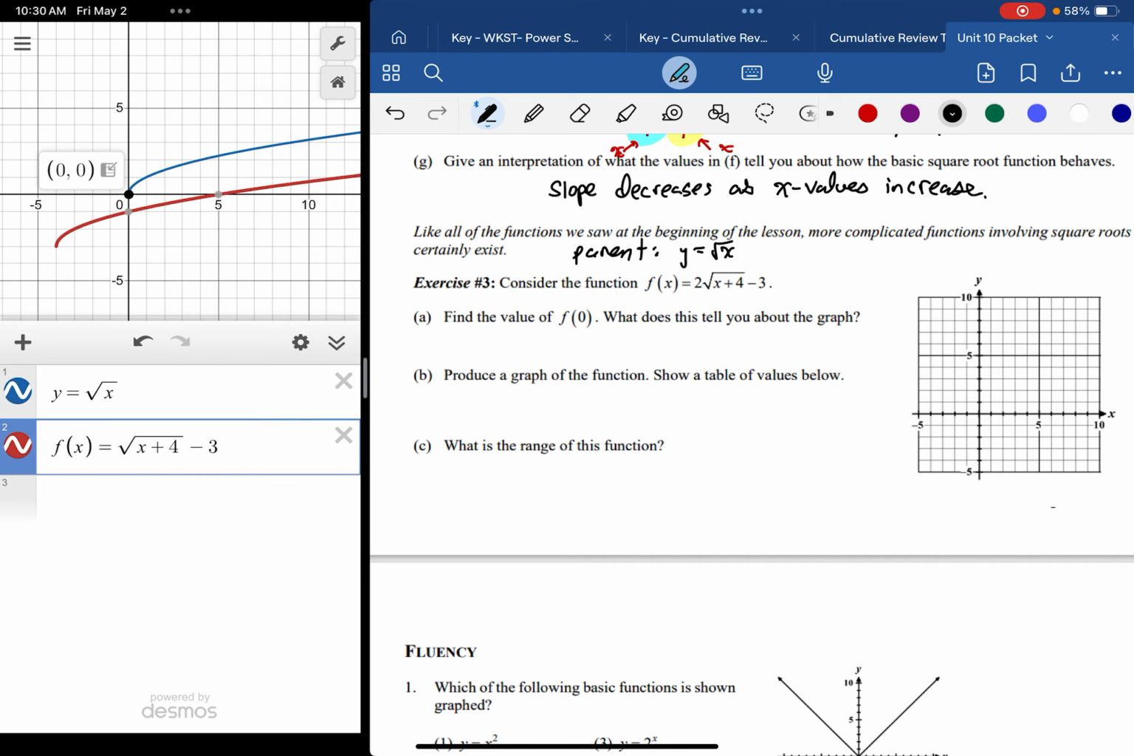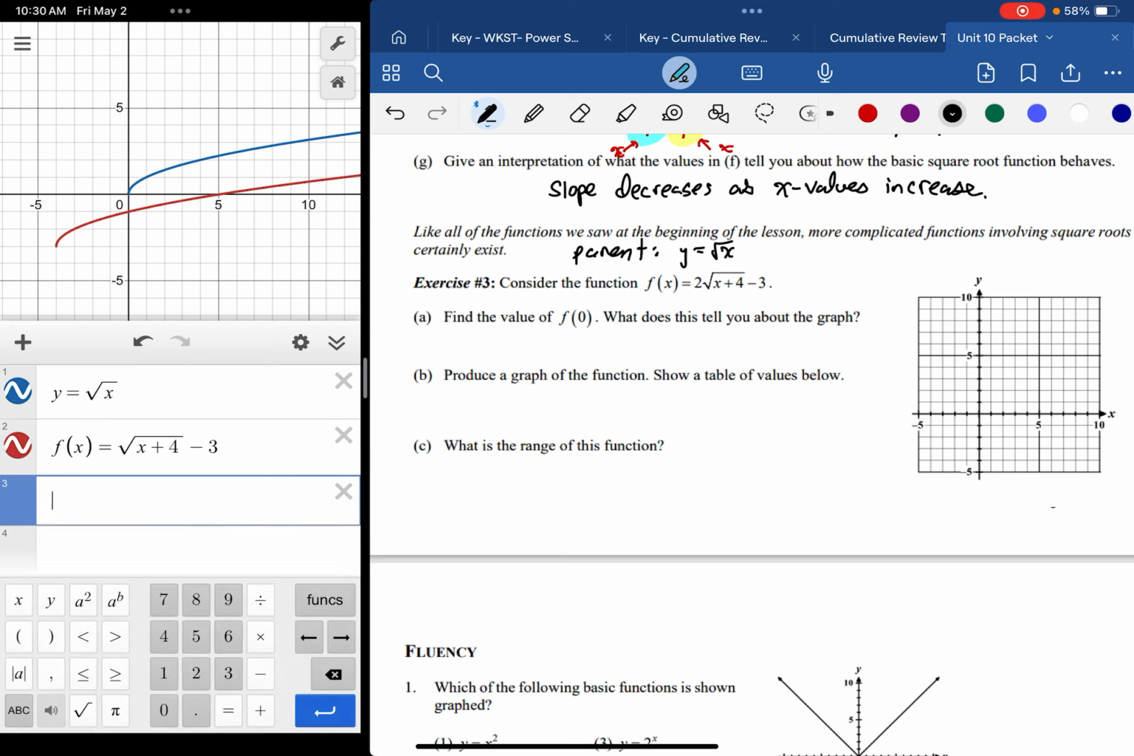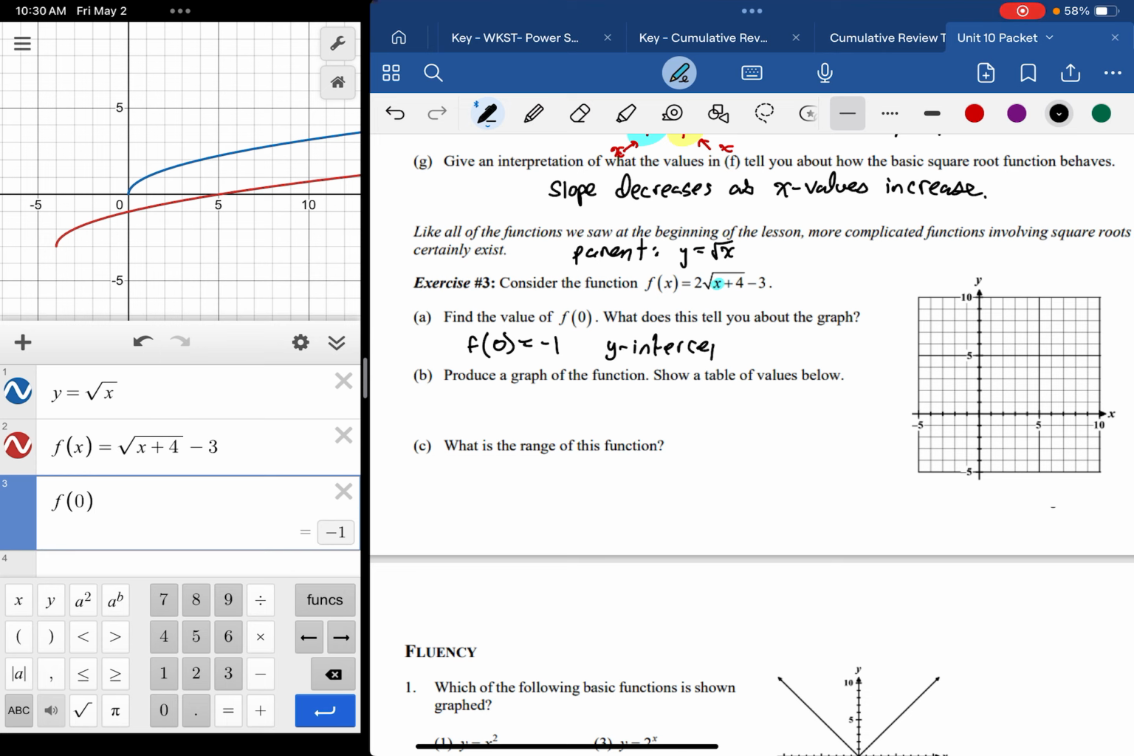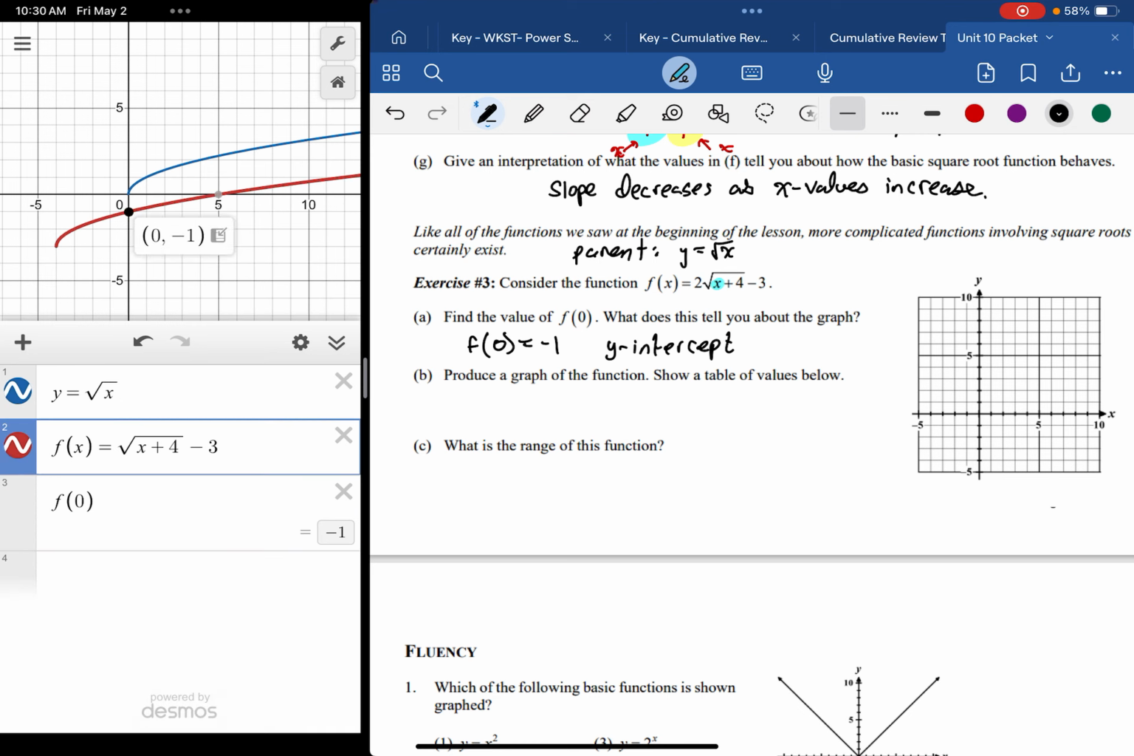All right, when it says find the value of f of 0, we could do it graphically. I can just type in my calculator, f of 0, get that number. I could also plug it into this function for x, replace the x with a 0 and simplify. I'm going to get f of 0 is equal to -1. That's the y-intercept. That's where it passes through the y-axis.